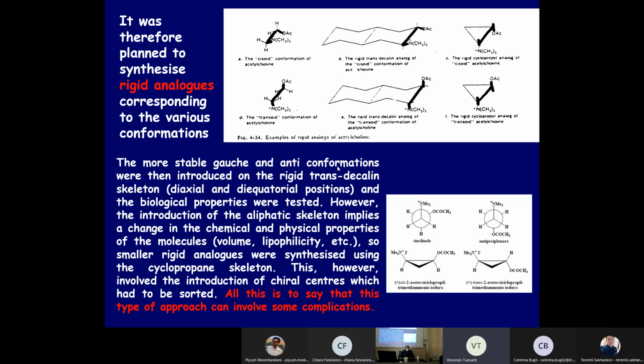Is it clear at this point? Yeah? No, not for me. Okay. So, no. You see here the structure of acetylcholine. Yeah? I don't know. Who is? Oh. A ghost. We have a ghost in the classroom.